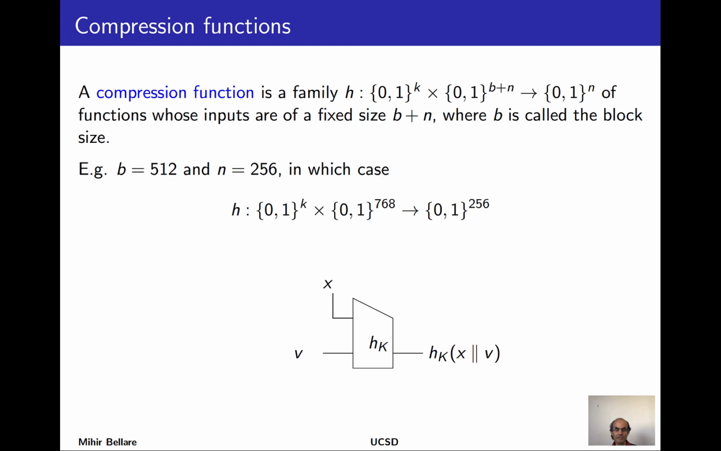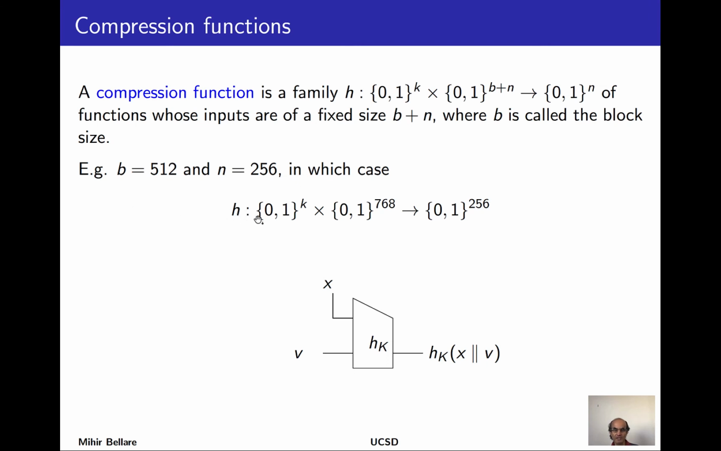So recall that SHA-256 had inside it its compression function. In general, a compression function is itself a family of functions. It has a key of some length, and it has inputs of some fixed length, which we'll view as the sum of two numbers, a block length and a chaining variable length. For example, the block length for SHA-256 was 512, the chaining variable length was 256, and so we get a 768-bit input here. And the output will have length n, the length of the chaining variable.